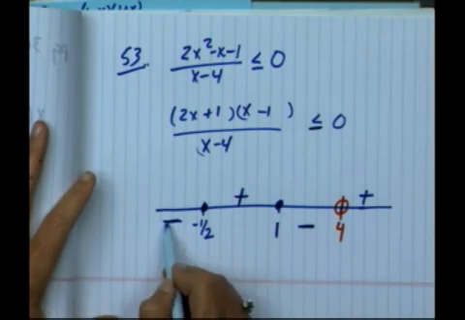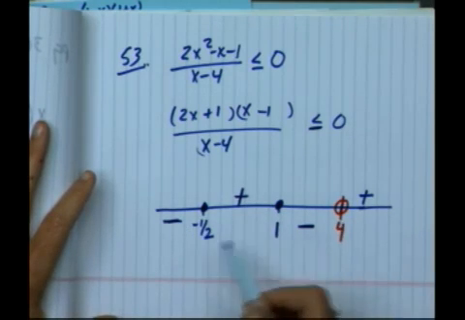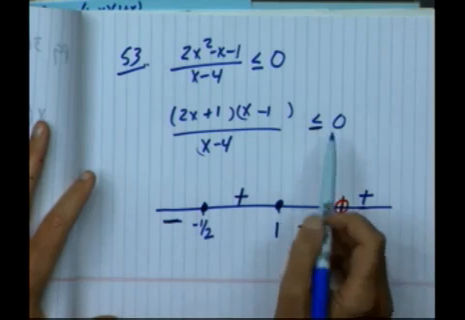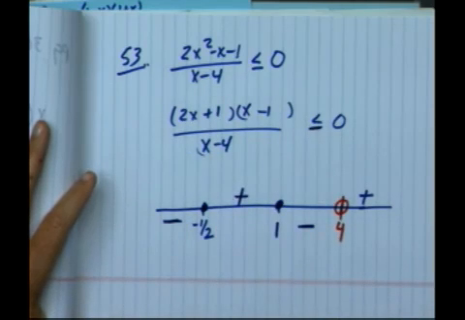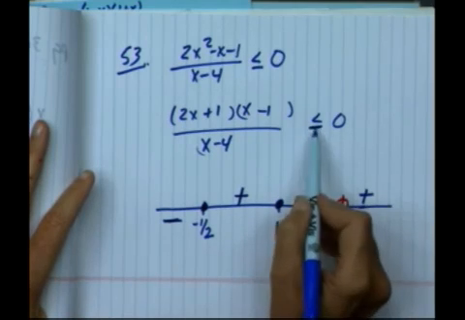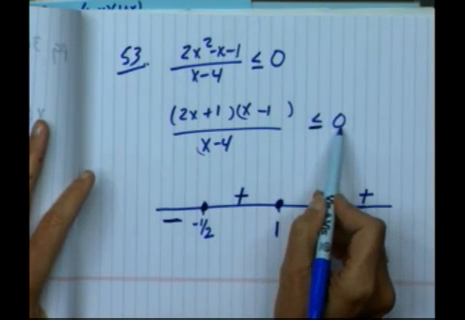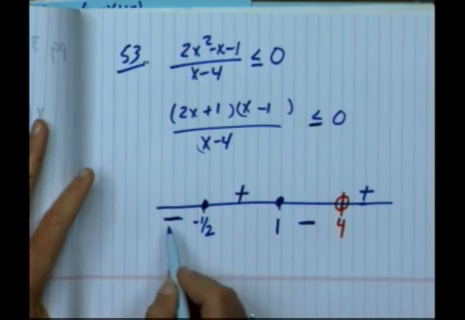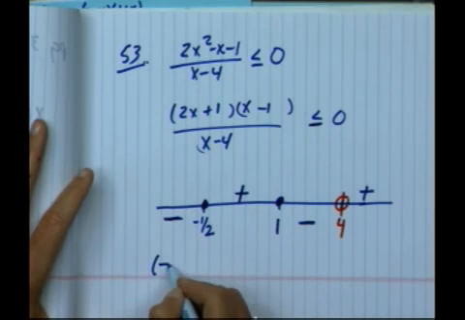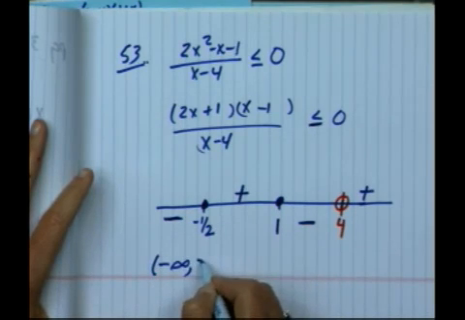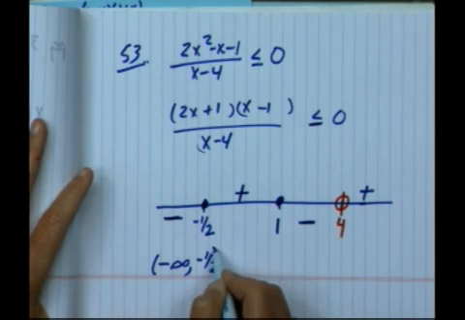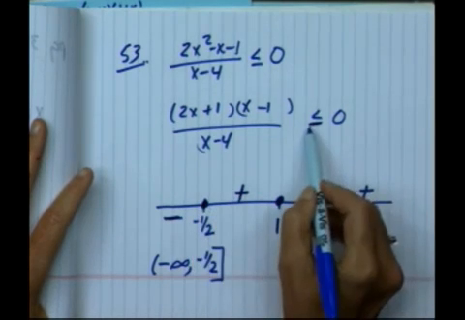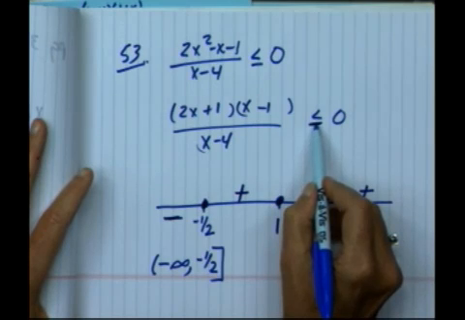All right, so where is my solution? Am I using the positives or the negative for the values of x that satisfy this inequality? I'm using the negatives because it says less than or equal to 0. Where is it negative? All right, so in interval notation, we're coming from negative infinity up to negative 1/2. And I'm going to do a square bracket because the problem said or equal to 0.